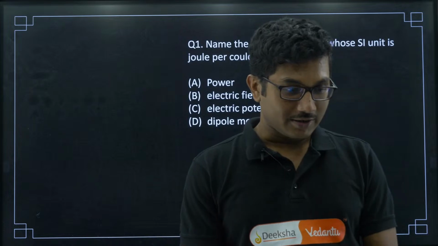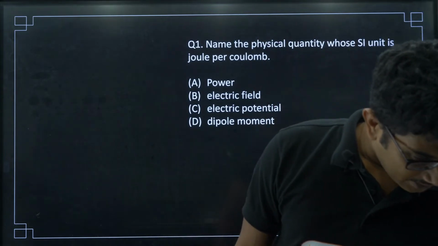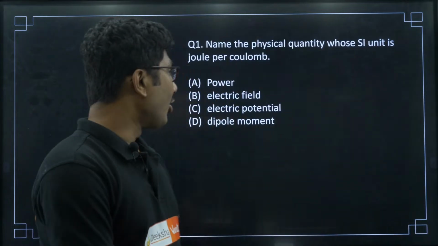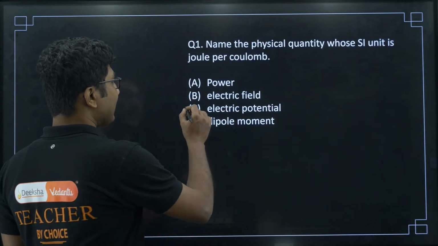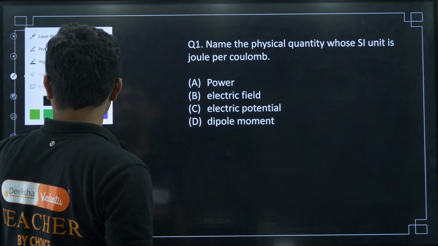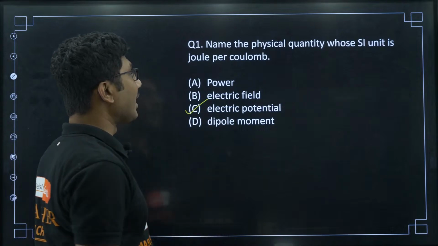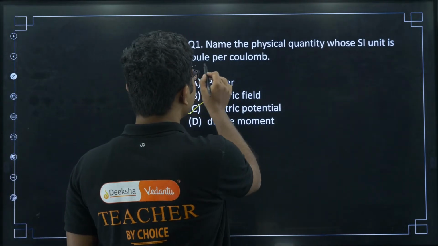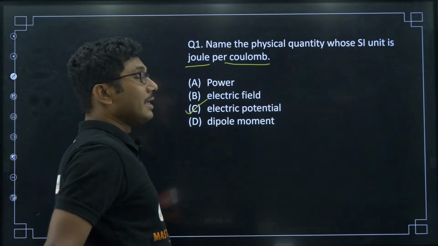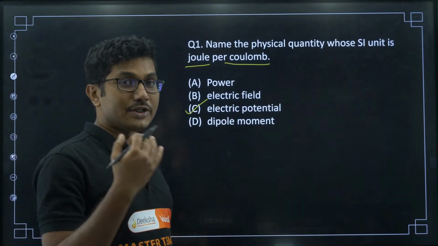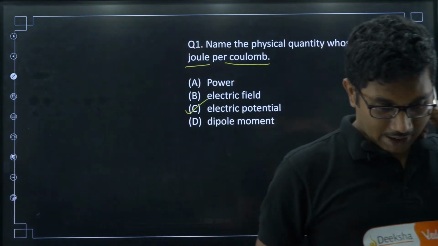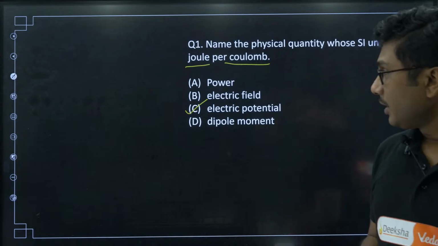So, now let us see. Hema, hi Hema, classic Hema, both are answering option C. Yes, it is electric potential. Why electric potential? Because joule is the work done, and joule per coulomb is the work done per unit charge, which is electric potential. Okay. Thank you. Let us move on to the next question.